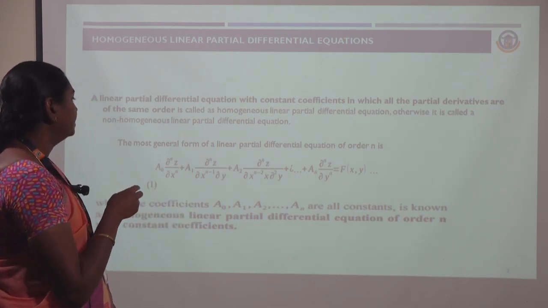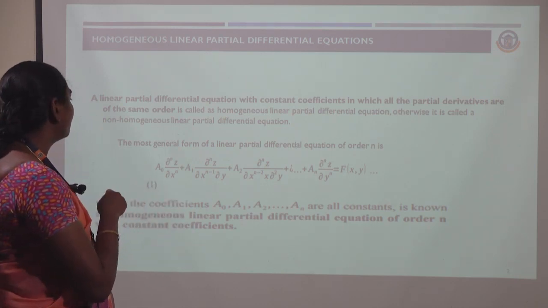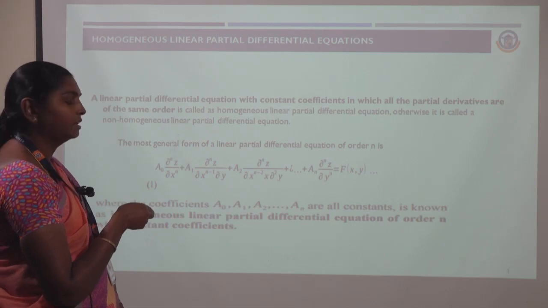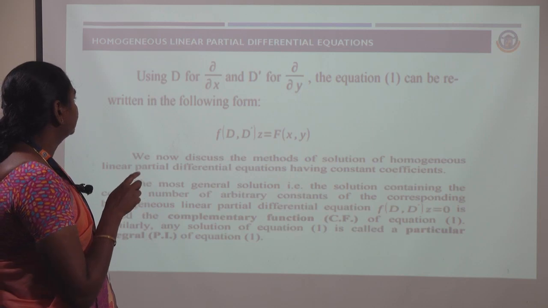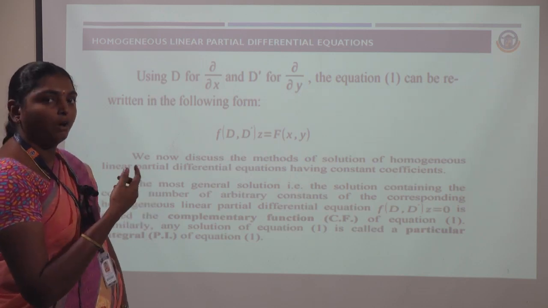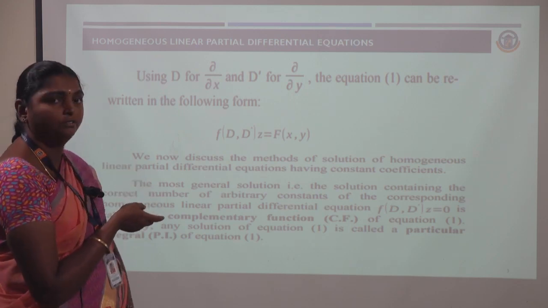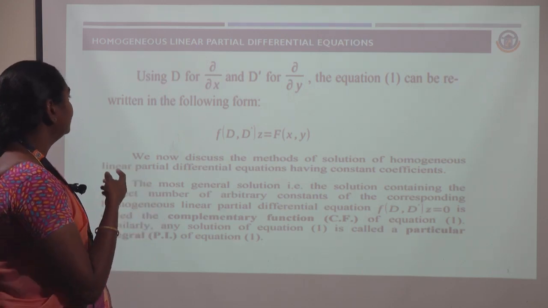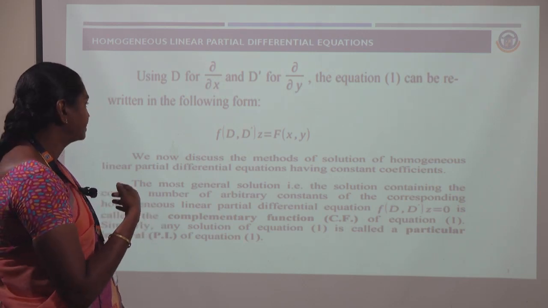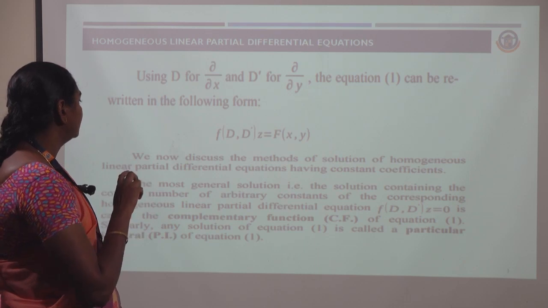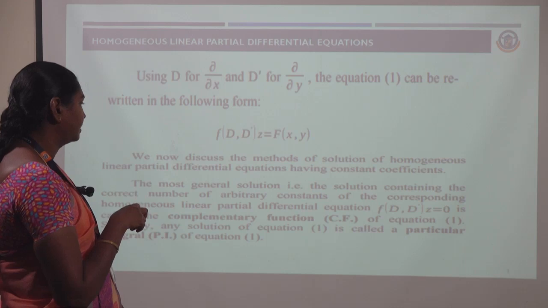Here A naught, A1, A2, etc. An are all constants. This is known as a homogeneous linear partial differential equation of order n with constant coefficients. Then we can consider capital D as partial differentiation with respect to x and D dash as partial differentiation with respect to y. Then the equation becomes f of D comma D dash into z equal to f of x comma y. For solving this equation, we must first find the complementary function and the particular integral.